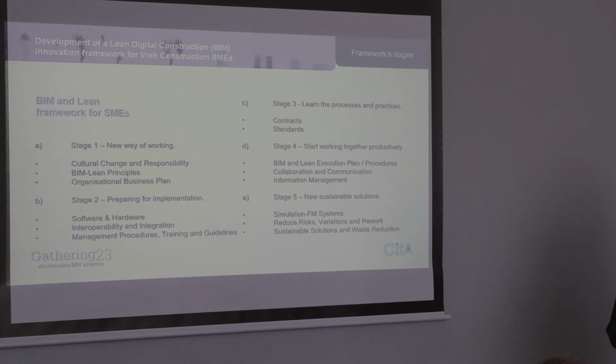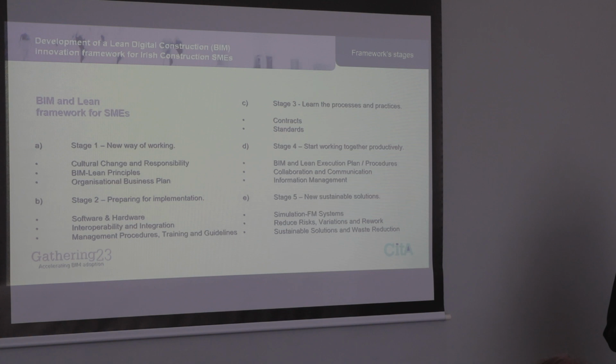So stage 2 basically is preparing for implementation, and in order to do that, an enterprise should buy all the software and hardware needed, find ways to exchange data, so interoperability and integration of all the software needed, and the management of procedures, the training, and the guidelines that they need to follow. Now stage 3 is basically learning all the processes and practices, and that includes using the right contracts and the correct BIM and Lean standards. Stage 4 is start working together productively.